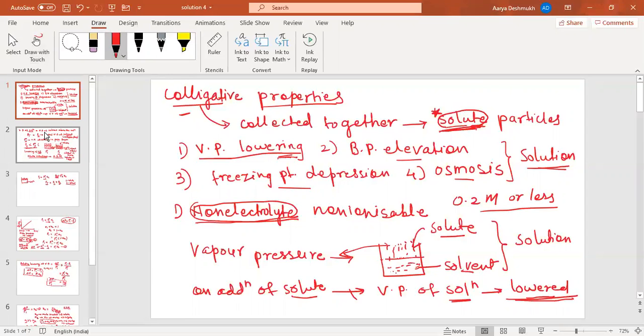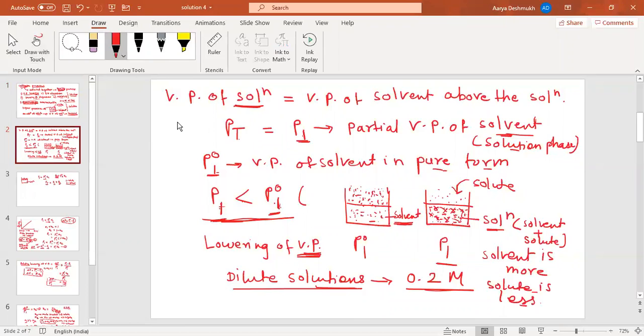So we'll proceed to the next slide. The vapor pressure of the solution is equal to the vapor pressure of the solvent above the solution here. So the total vapor pressure of the solution will be equal to P1. What is this P1? P1 is the partial vapor pressure of the solvent when it is in the solution phase. P01 is the vapor pressure of the solvent when it was in pure form, that is, when it was not mixed with the solute. This is denoted by P01.